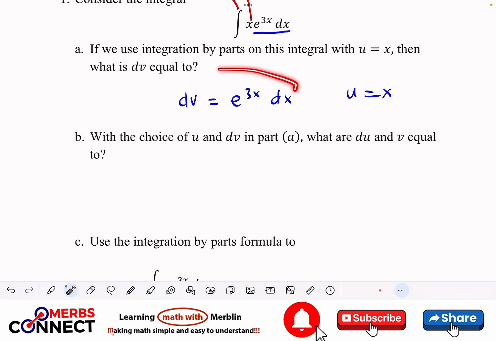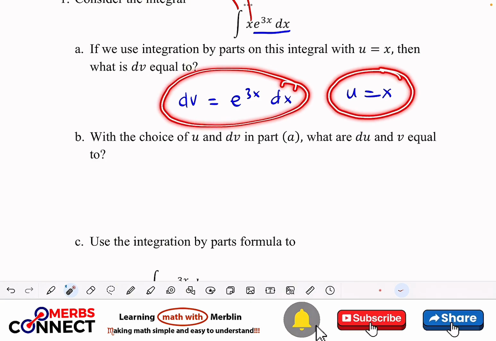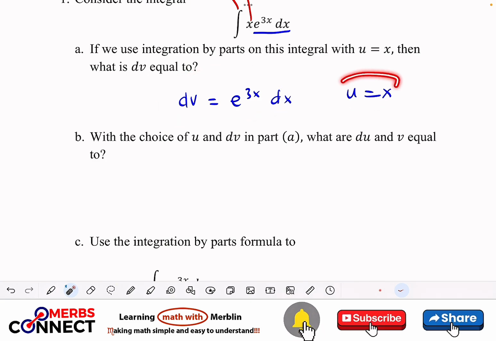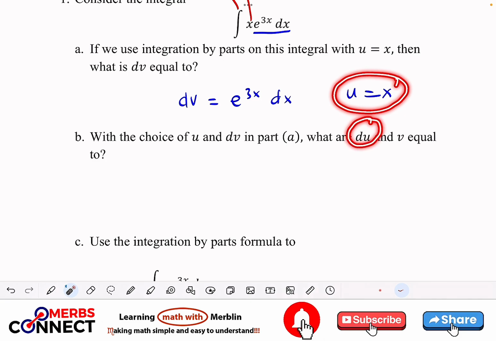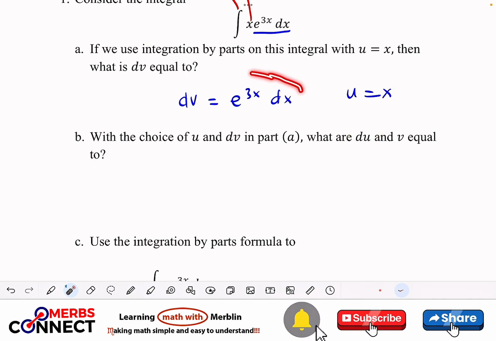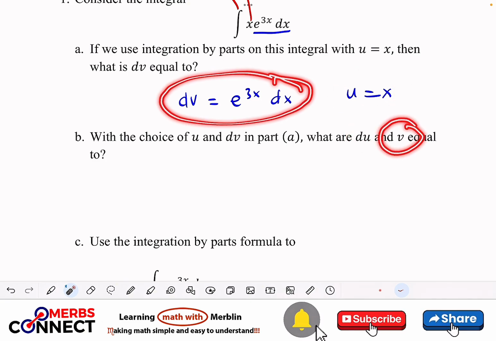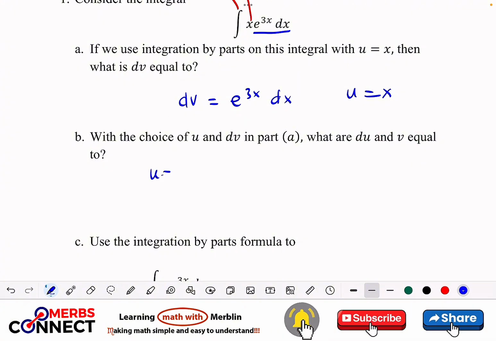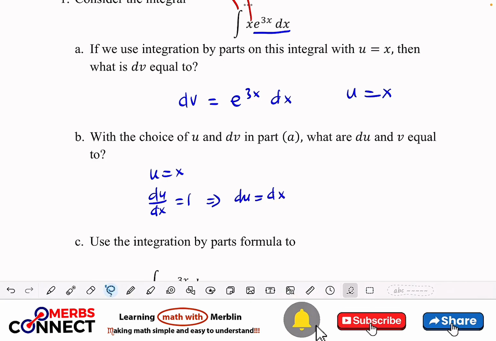Now with the choice of U and dV in part A, what are your dU and V equal to? Anytime you have dV and U, you can use U to get dU, and you can use dV to get your V. So let's see how. Now U is equal to x. So for me to get dU, I need to differentiate this with respect to x. So dU over dx is equal to 1. And this implies that dU is the same as dx.